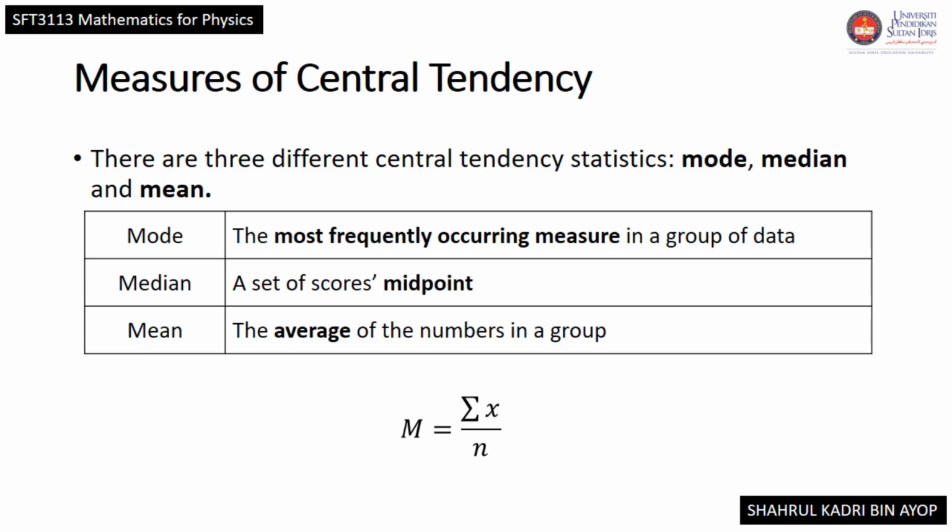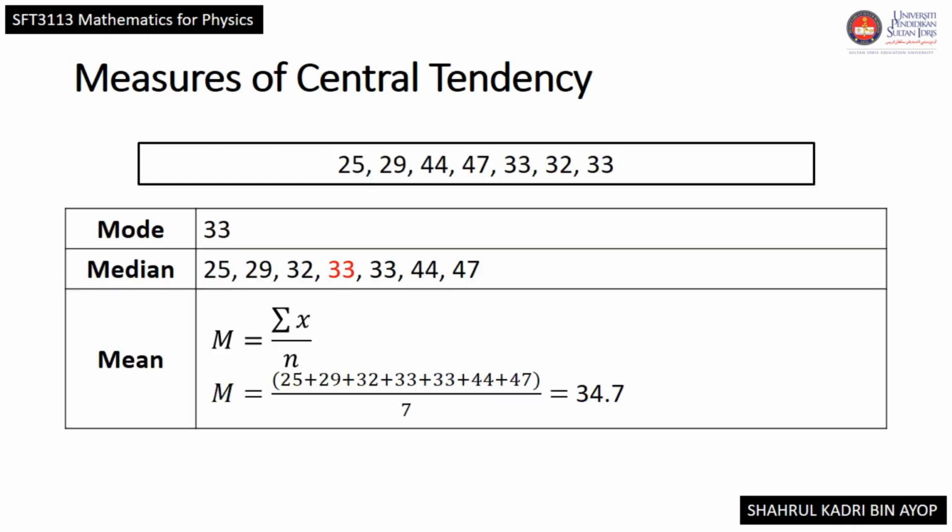Mode refers to the most frequently occurring measure in a group of data, while median is a set of scores' midpoint and mean is the average of numbers in a group. For example, we have this set of data. There are 7 scores in this set of data, and as you can see here, there are two 33s in this set of data. So the mode for this data set is 33.